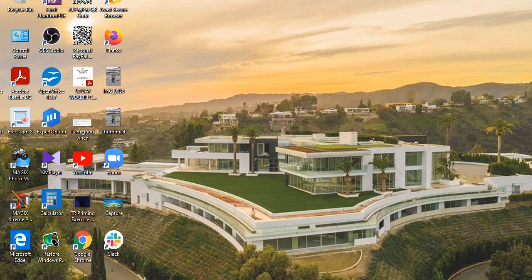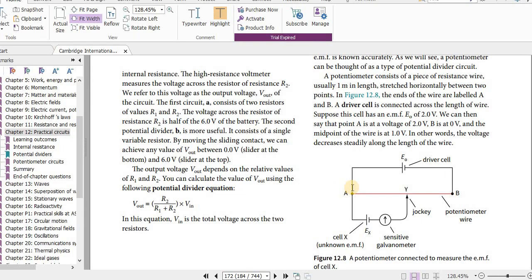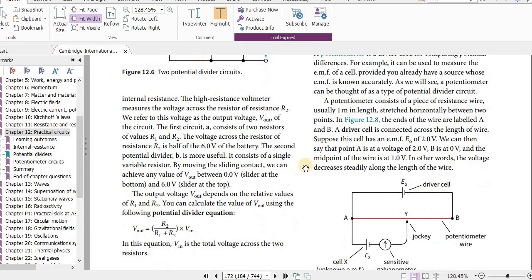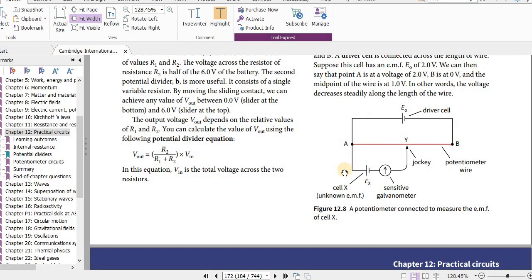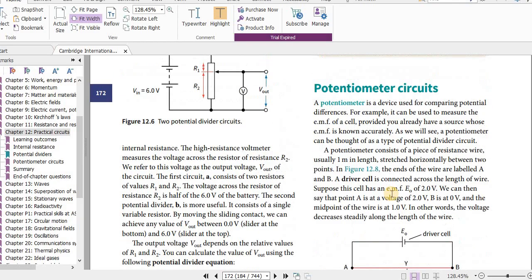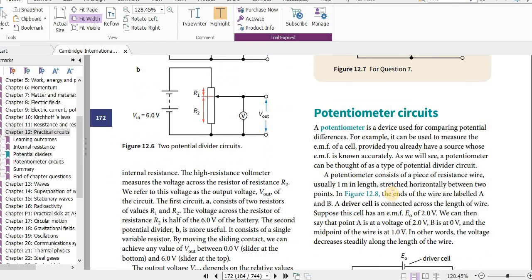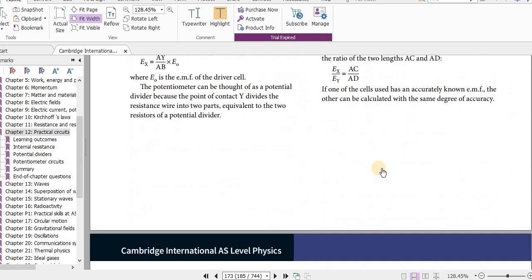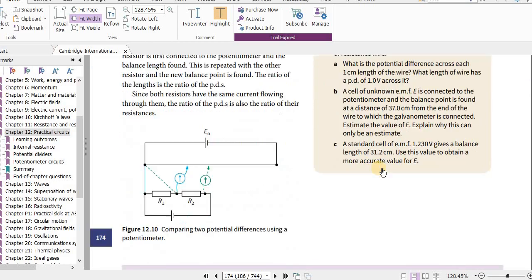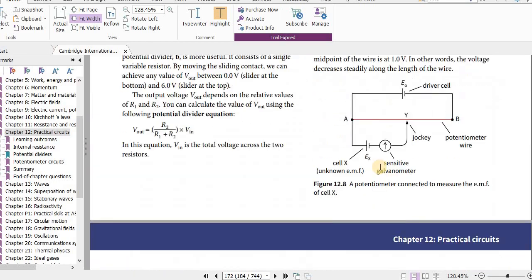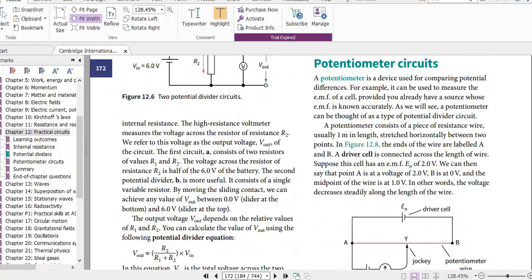I think that ends that part on potential divider. So the next part is the potentiometer. Now we will use that concept of potential divider here for this part, and you will understand it. So let's go to the next part, the potentiometer circuits. And there are questions like this, like I said, in the exam papers. It's very simple if you understand how to do this. So let's start that now.